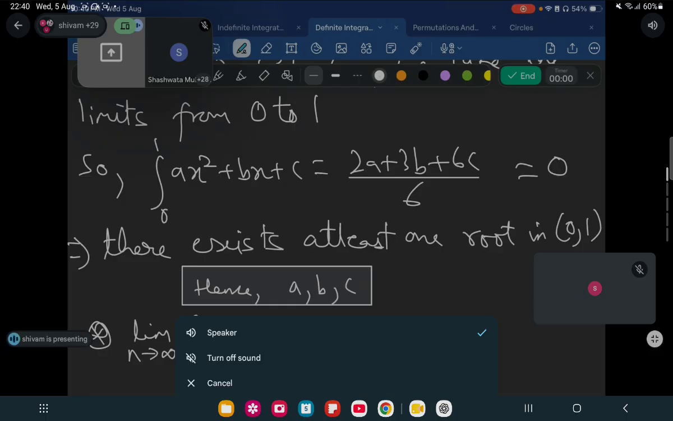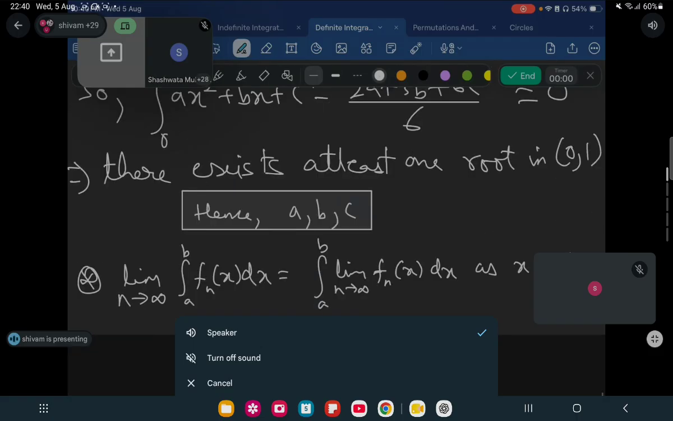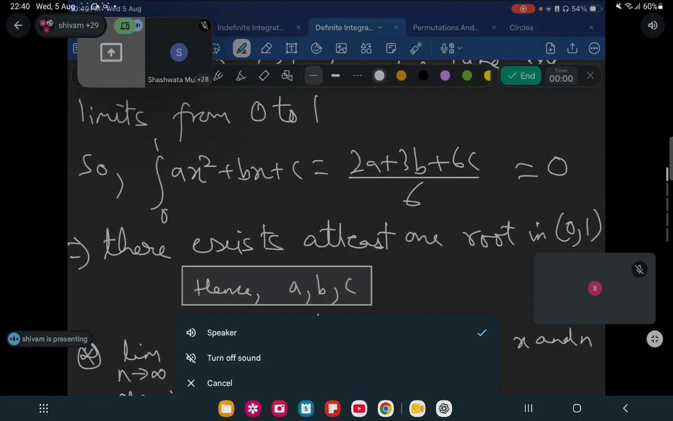Limit n tends to infinity, integral from a to b, fn x dx will be equal to integral from a to b, limit n tends to infinity. Everyone pay attention. Since n and x are independent variables, either first of all you take the limit and then integrate, or integrate and then take the limit. Both are same, since x and n are independent variables.